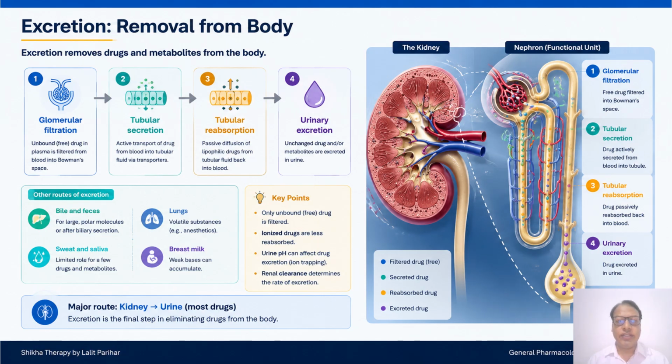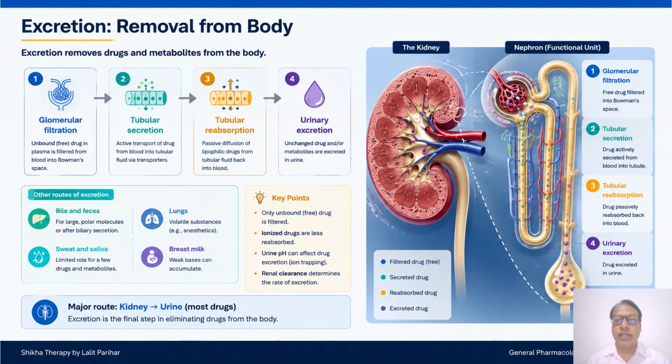First is glomerular filtration. Only the free or unbound drug present in the plasma can be filtered through the glomerulus into the Bowman's space. Second is tubular secretion. In this process, drugs are actively transported from the blood into the renal tubule fluid. Third is tubular reabsorption. Some drugs, particularly lipid-soluble drugs, may move from the tubular fluid back into the blood, यानी कि reabsorption हो जाता है. Finally, the remaining drug and its metabolites are eliminated through the urine.